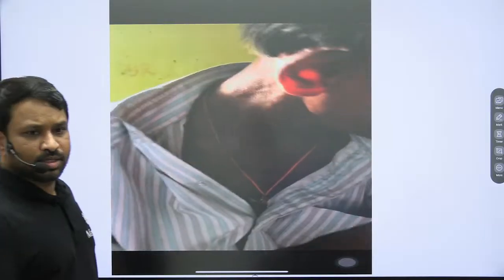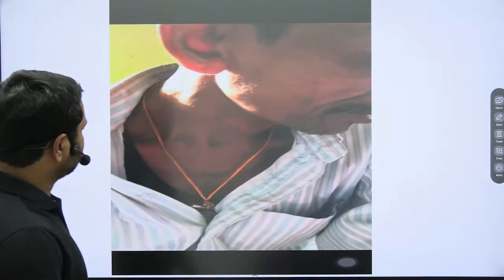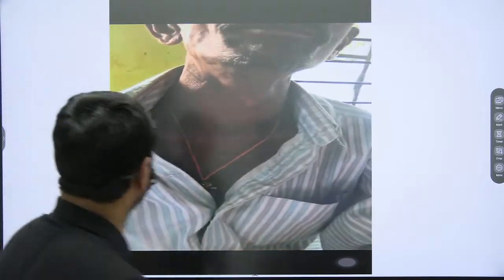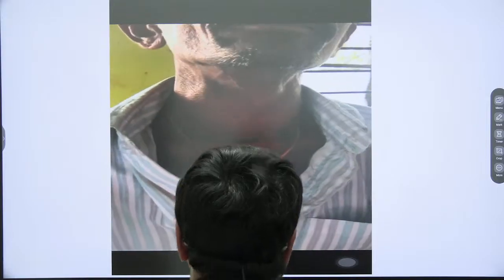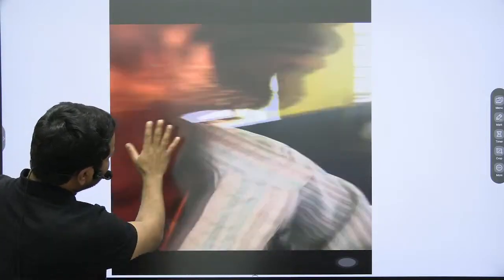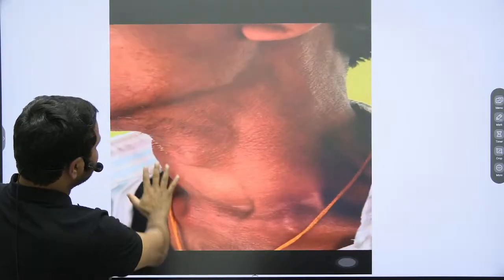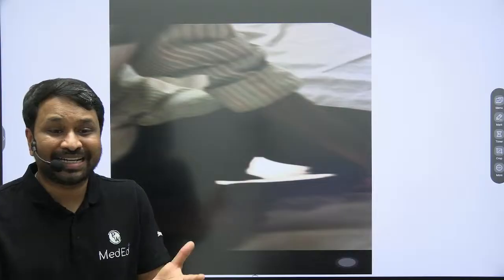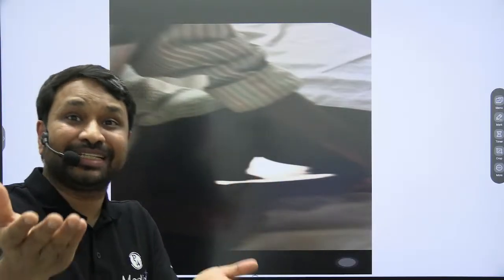It doesn't look like a multinodular goiter. Does it look like a multinodular goiter? No. You can see such a huge, chunky swelling with a smooth surface. I don't see any nodularity. It's such a smooth surface. If you have such a smooth surface, in terms of diagnosis, yes, it is a diffuse hyperplastic goiter.